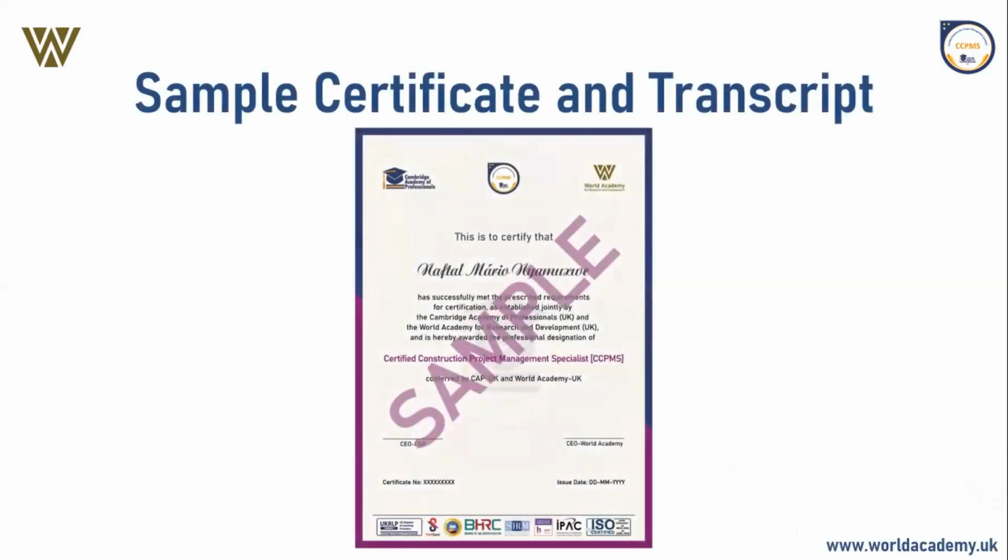This is the sample certificate that will be provided upon successful completion. You'll have the certificate number and the date the certificate was issued. The course will be mentioned there too.